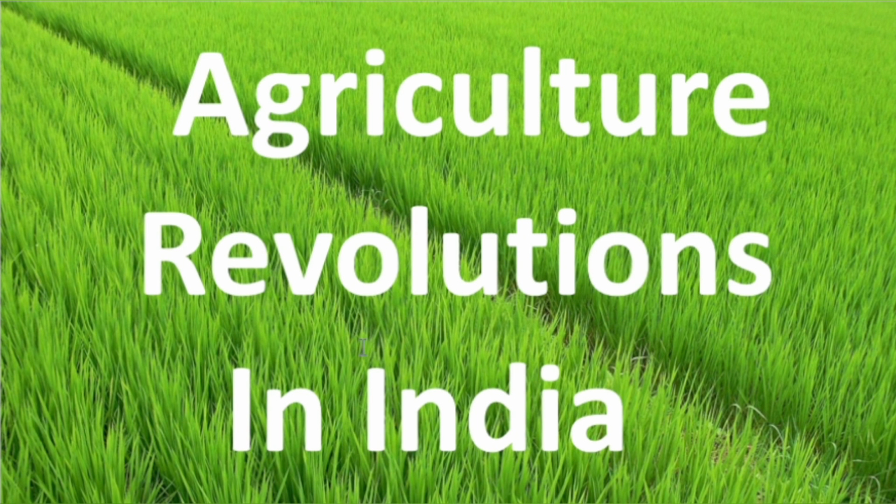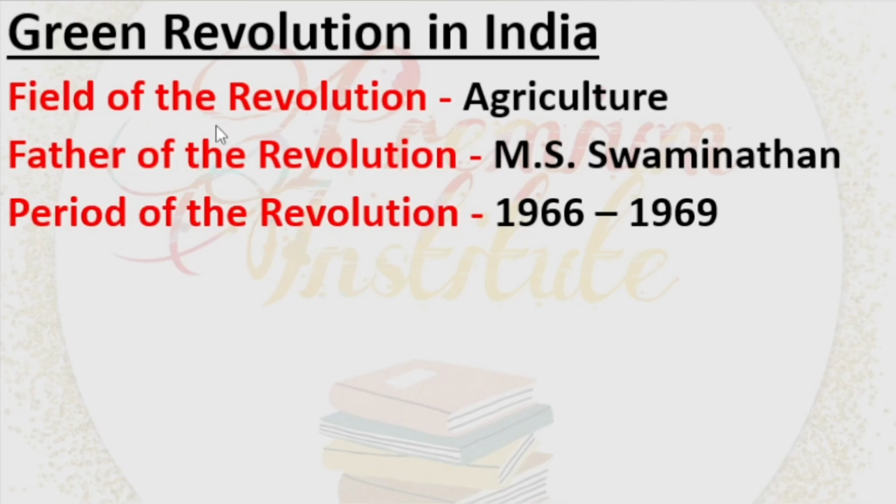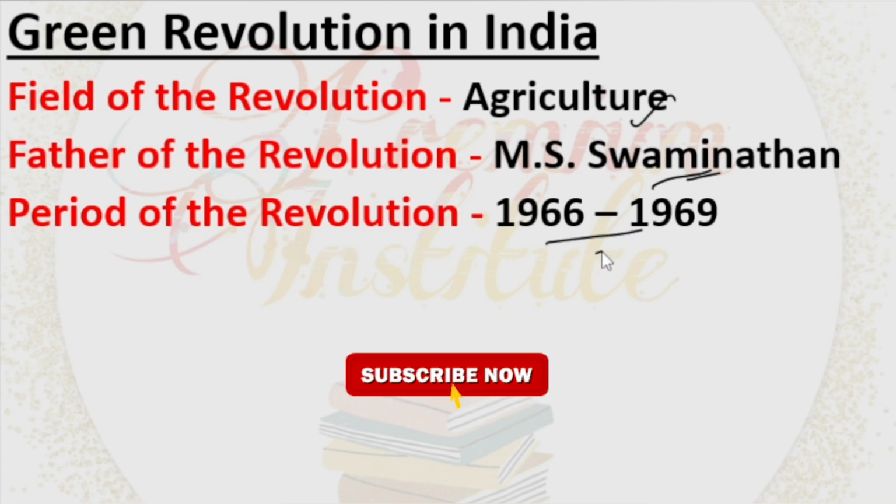Friends, in today's video we will cover agriculture revolutions in India. Let's start the video. Green Revolution in India. Field of the revolution: agriculture. Father of the revolution: M.S. Swaminathan. Period of the revolution: 1966 to 1969.